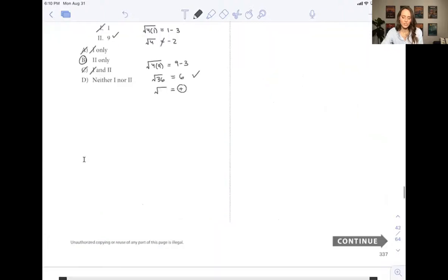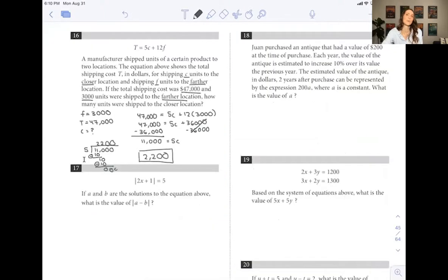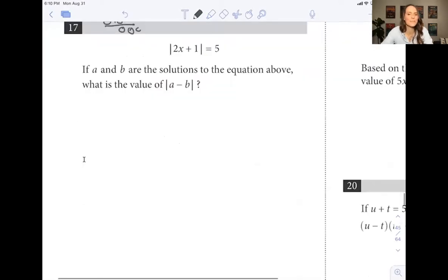Sometimes the easier questions can take more time. So if I notice this is going to take a lot of time, I am not ashamed to skip that question and come back to it at the end. So I'm not burning out and using up all my precious minutes on a question that's just eating up my time. Let's look at number 17 here.